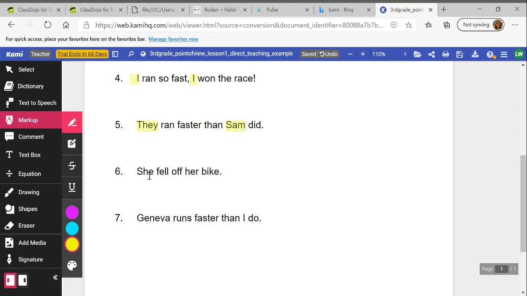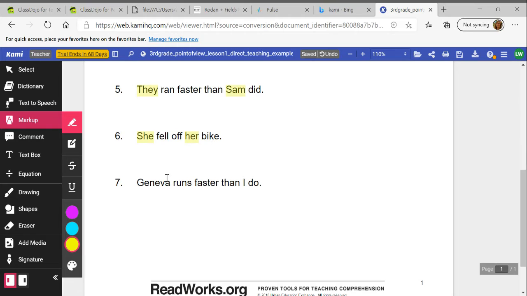This sentence says she fell off her bike. I see she and I see her. Both of those words tell me that I'm talking about someone else. She did that, her bike, not me. So this sentence would not be in first person.